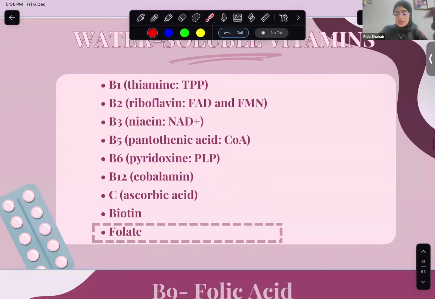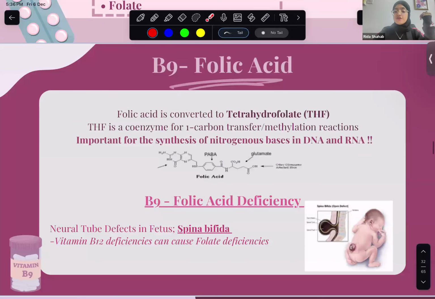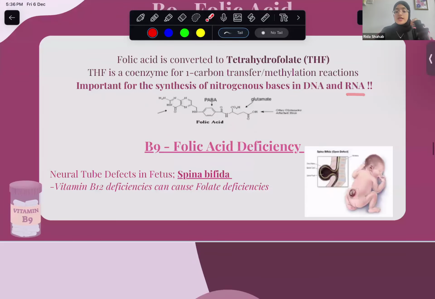Now, the last water-soluble vitamin that we're going to cover is folate. So we have folic acid, which gets converted into tetrahydrofolate, and tetrahydrofolate is really important because it's a coenzyme for one carbon transfer methylation reactions, which is important for nitrogenous bases in DNA and RNA. If you remember, it's kind of similar to B12 cobalamin, which helps in the synthesis of thymidine, which is one of the bases in DNA. So folic acid deficiency leads to neural tube defects.